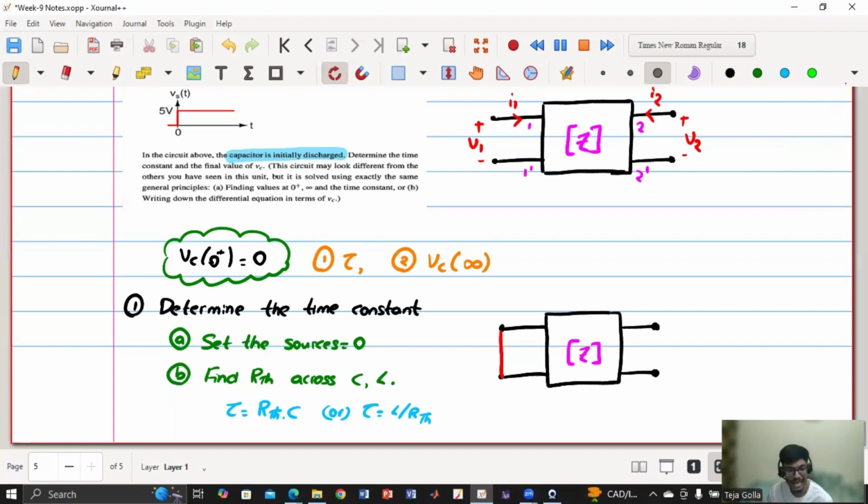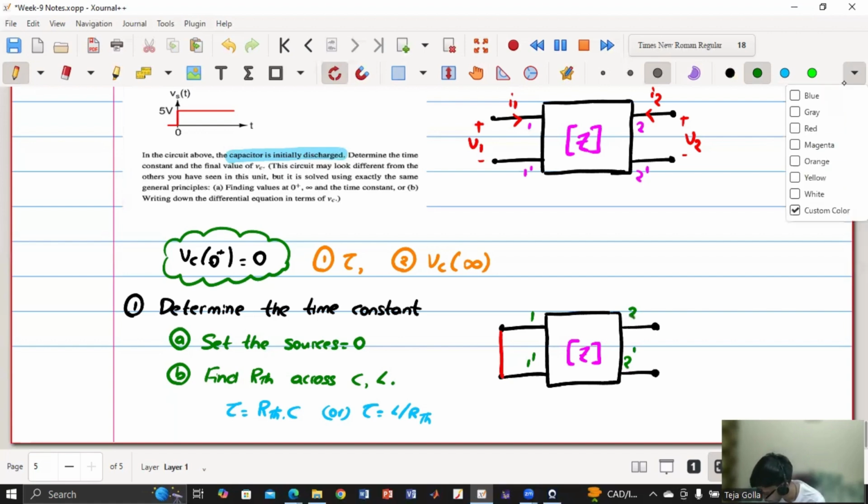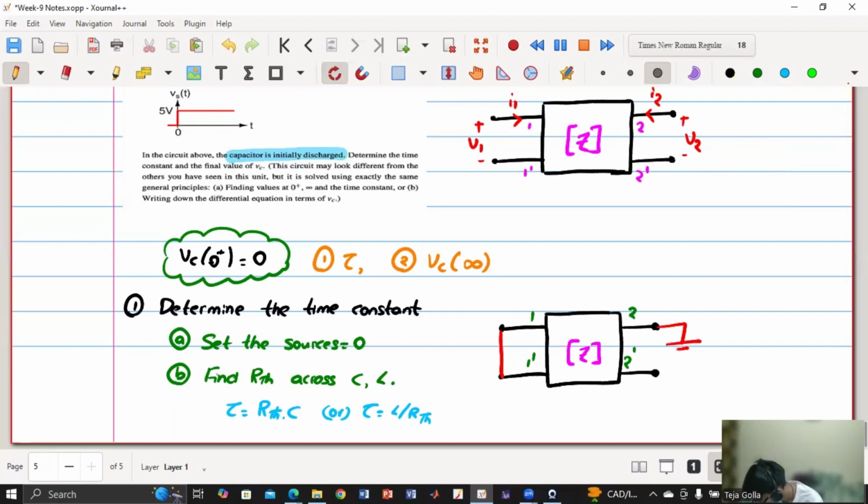Now I have to calculate the Thevenin resistance across these two. So this is 1 dash, this is 2 dash. So for calculating Thevenin resistance, what can I do? I can excite it with a voltage V test and I will calculate I test, right? Agree? And here V1 is 0. And this is I1. Agree? So I have to calculate V test by I test.